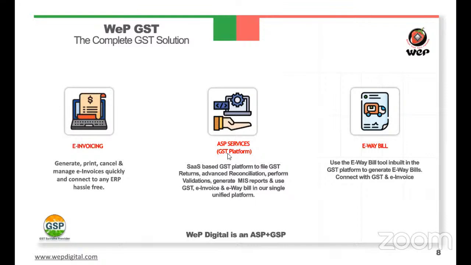Now, second, we have the ASP services. So we also have our own application for the GST platform. It is basically a SaaS-based application to file the GST returns, and it has a very advanced reconciliation, which is an automation part where you can perform the validations and generate the MIS reports, and you can use it for the GST. And in ASP services, we have the e-invoice and the EVA bill in a single platform. Now moving to the next, we have the EVA bill also in that solution where you can generate the EVA bill, and once the EVA bill is generated, you can also cancel or update the EVA bill on the platform itself.